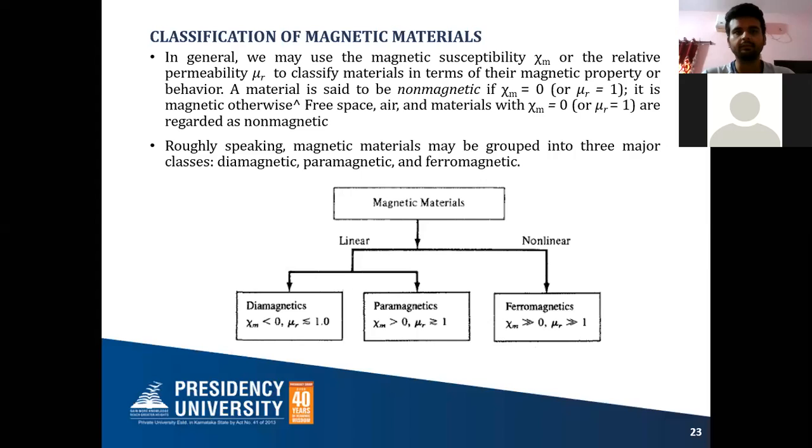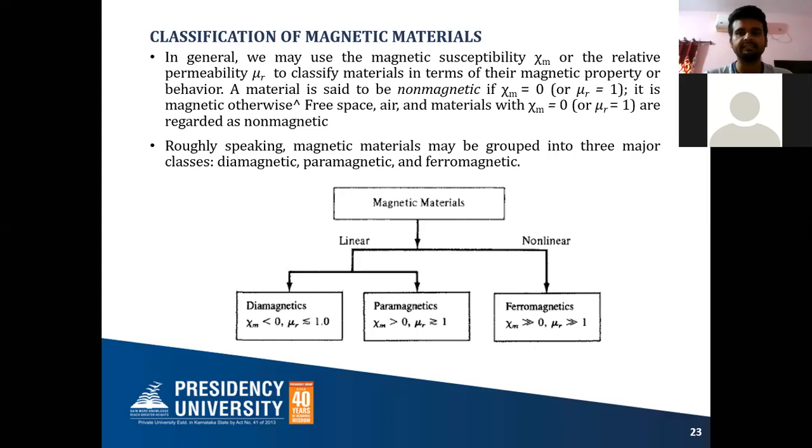Today we'll be starting classification of magnetic materials. We'll be discussing how magnetic materials are classified. Magnetic materials first of all can be classified into linear and non-linear. Then under linear we have two types: diamagnetic materials and paramagnetic materials.